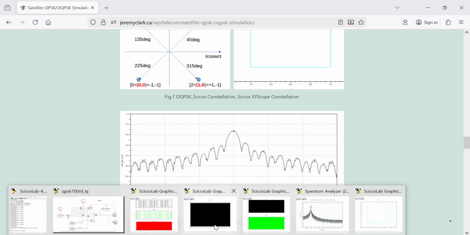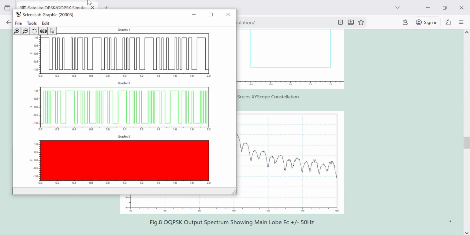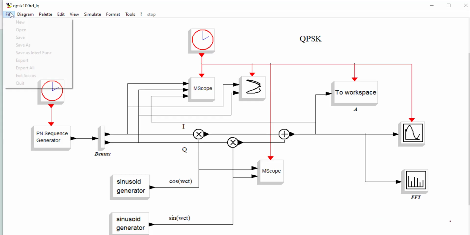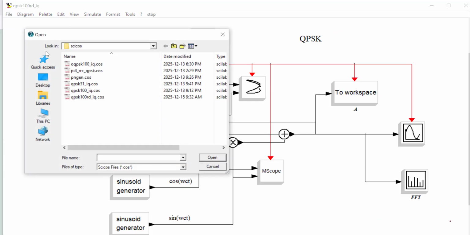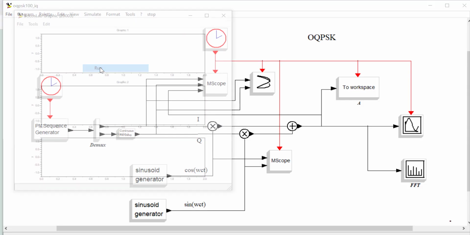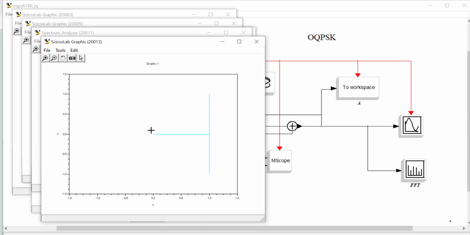Let's look at that model here. So I'm going to change my model here to the offset. So there's the offset. And again, we'll focus on the XY scope here to show the constellation. This is just the start here. So notice that you have the 4 corners, but you have no diagonal changes, or 180 degrees phase.